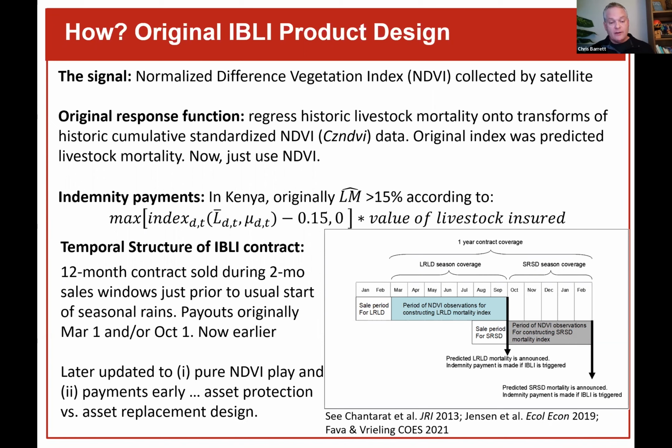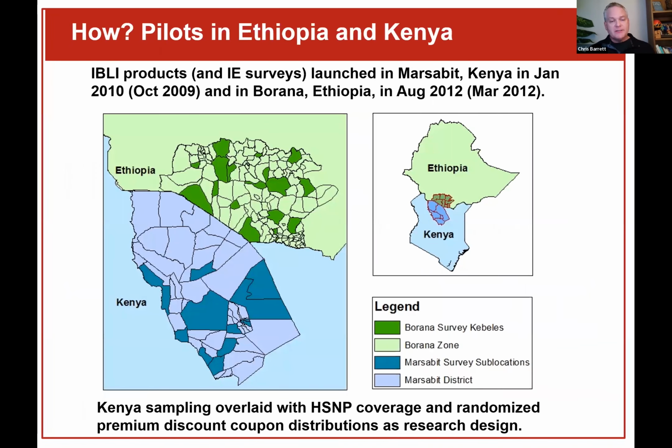So that design went into place in 2010. The design has been adapted a few times in response to feedback from insurers and reinsurers, as well as the communities who we've been serving. But we started this with an original design across parts of northern Kenya, what was then Marsabit District, now parts of Marsabit County and Moyale County. And then about 2 years later, we launched an analog product, slightly different design, different set of commercial partners in southern Ethiopia in the Barret region.